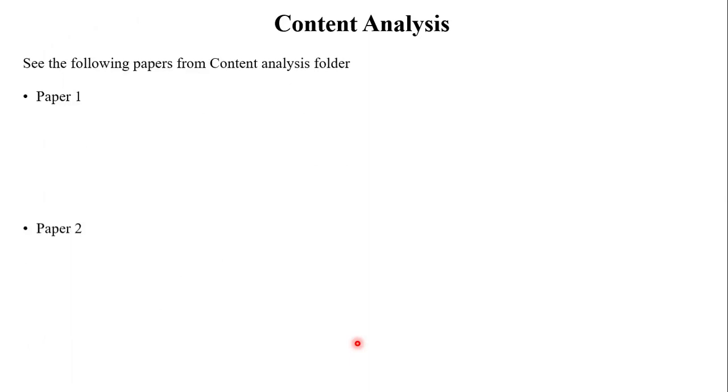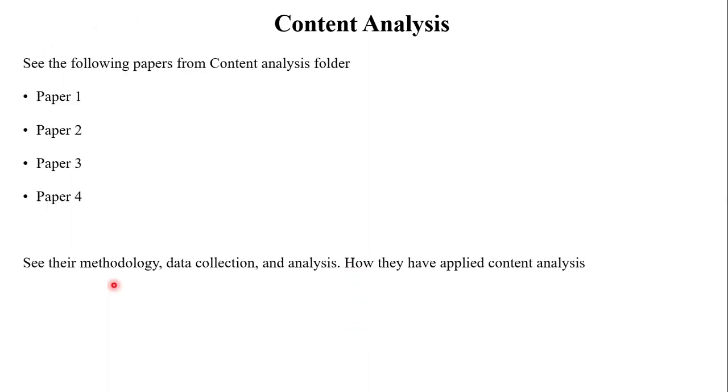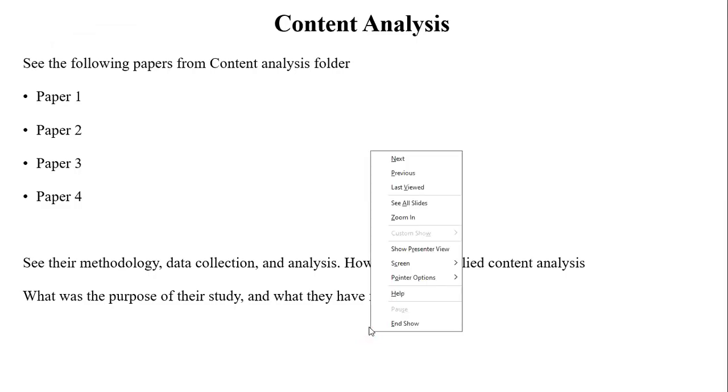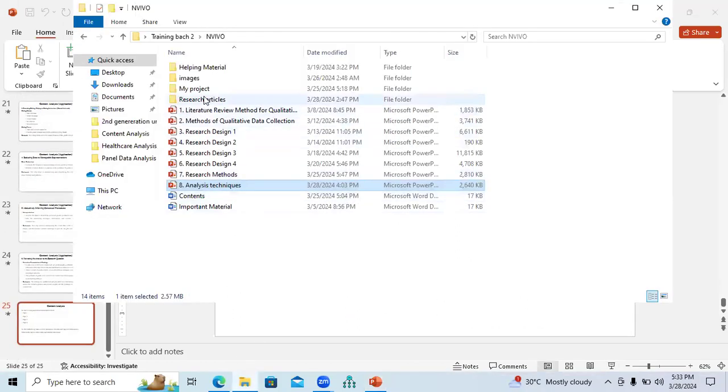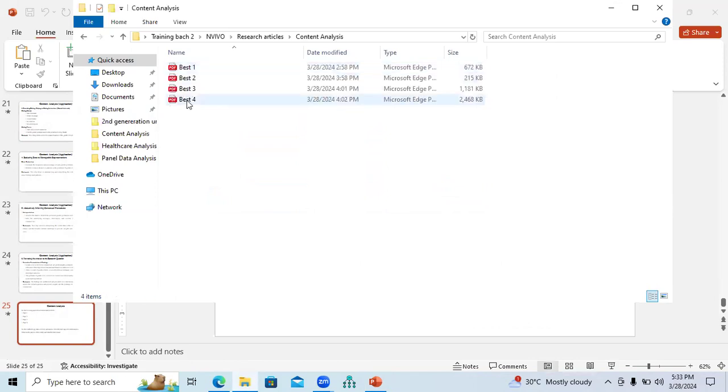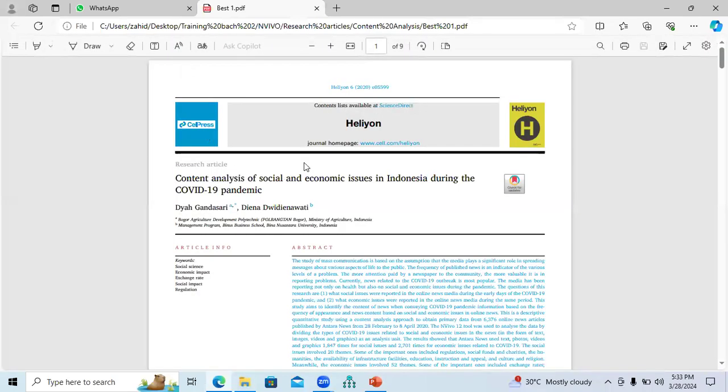I would like to show you some of the papers on content analysis, and we would like to see their methodology, data collection, analysis, and how they have applied the content analysis. What was the purpose of their study and what they have found? So let me show you some of the papers on content analysis. I would share them at the end of this discussion. Previously, I have shared some papers with you. Today, I will share more papers with you regarding content analysis.